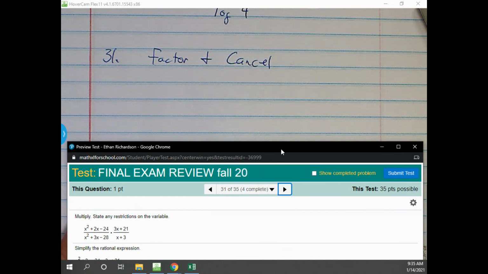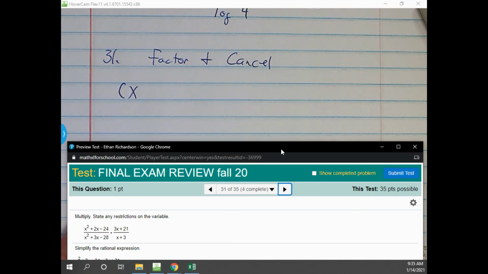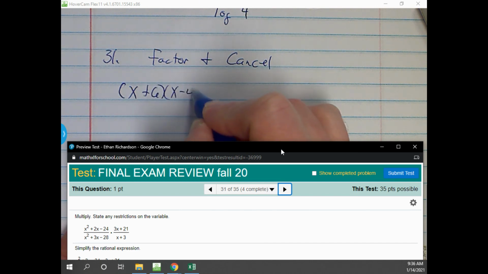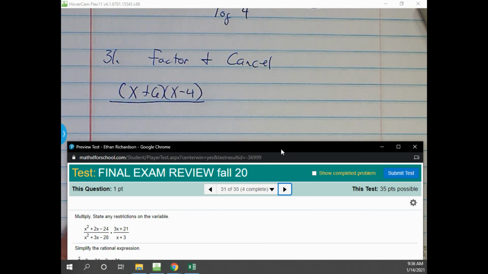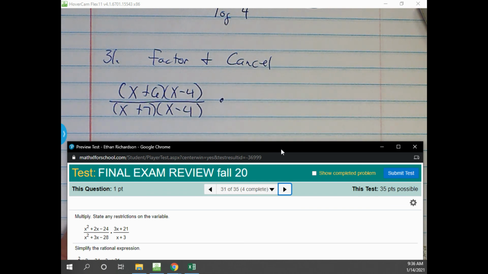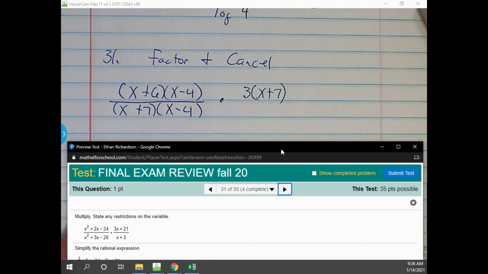So if we factor x squared plus 2x minus 24, the factors of negative 24 that would get us 2 would be x plus 6 and x minus 4. On the bottom, the factors of negative 28 that will get us 3, since the b term is positive, it's going to be x plus 7 and x minus 4. For 3x plus 21, all you can do is take out the 3, which would leave you x plus 7. And on the bottom, you've got just the x plus 3.